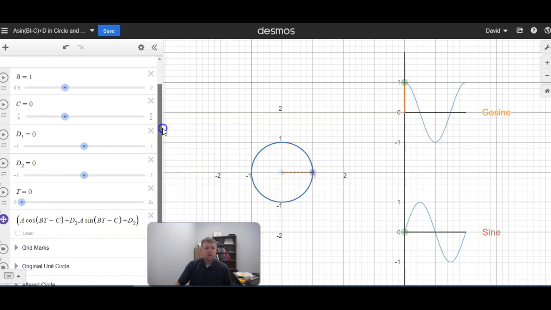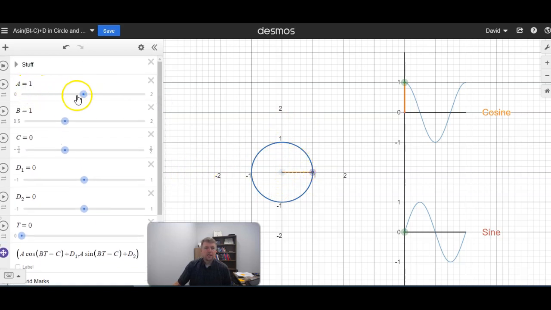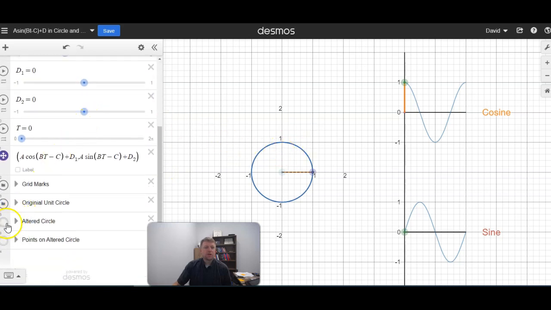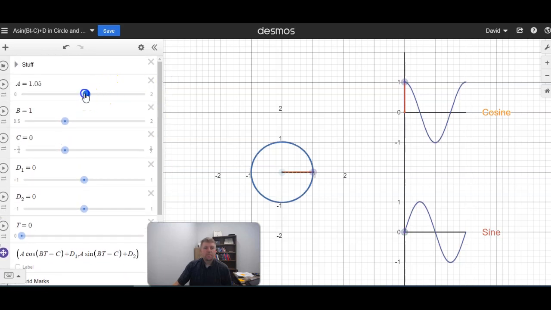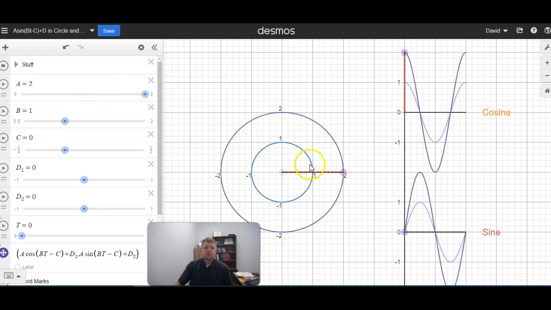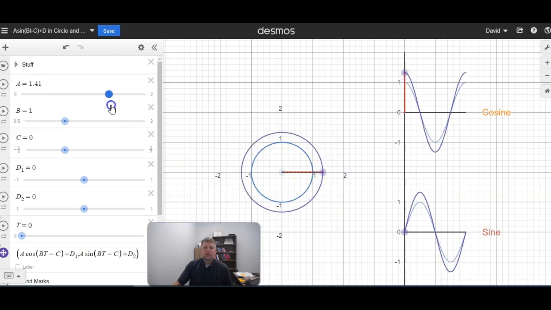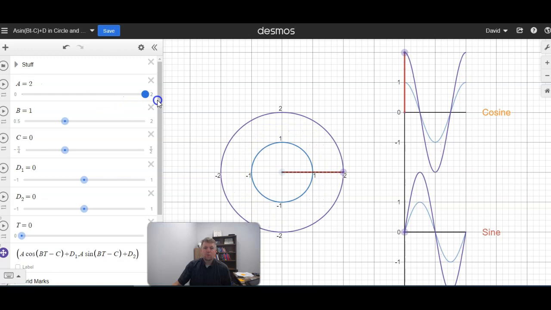So the first thing I want to ask you guys to do was look at A. What happens when I alter A? So I'm going to go down here and I'm going to turn on the altered circle and turn off the original. And what you're going to see here is when I make A bigger, there is the original unit circle, and then here is the altered A circle. And you can see what that does with the graphs over there. It stretches them, makes their amplitude bigger. Well, the reason is because the radius is now bigger.